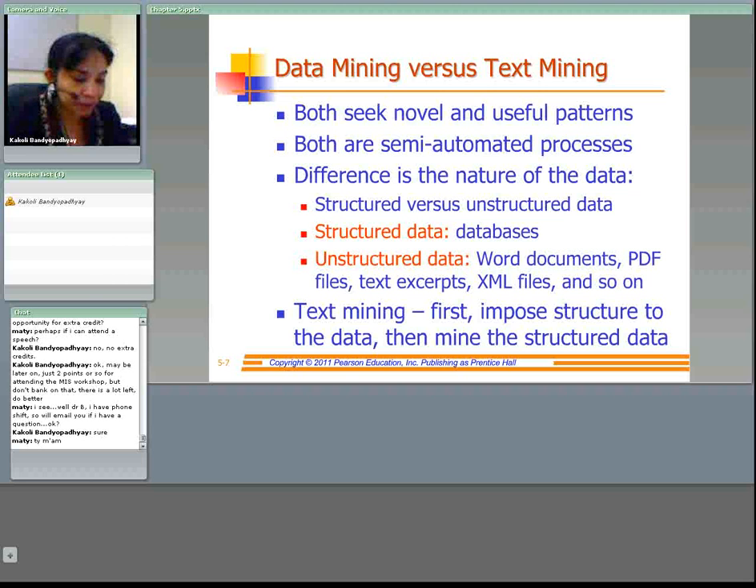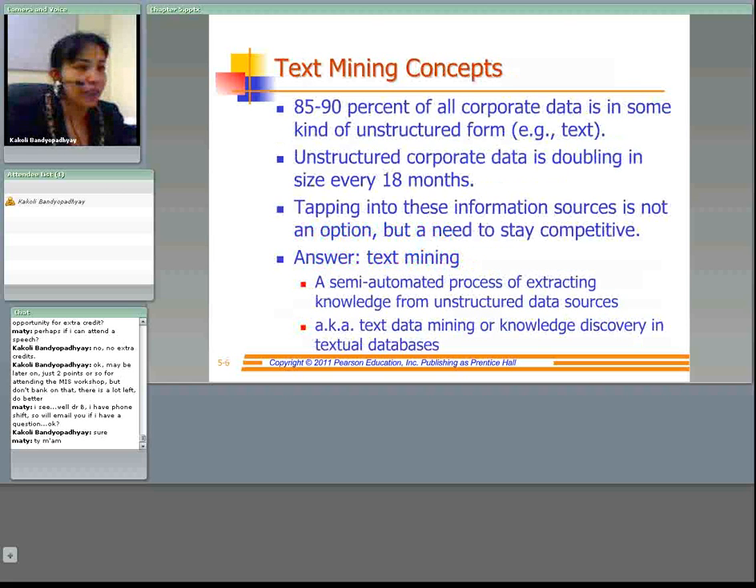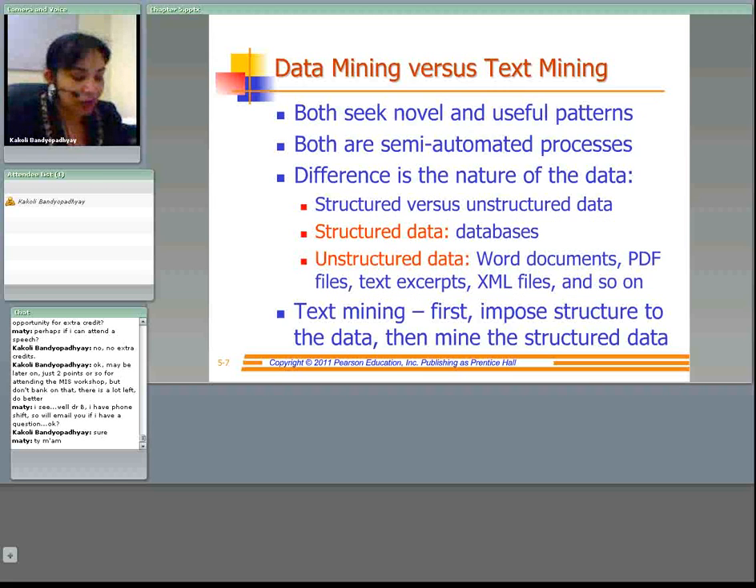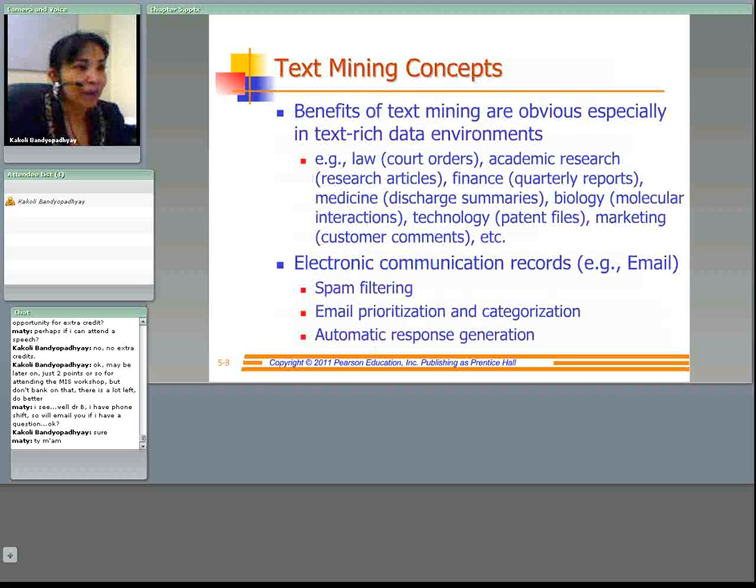So that's your text mining. Why is text mining important? Text mining is important because a lot of disciplines can benefit. For example, law, academic research, biology, medicine, etc., which produce lots of text. The benefits come from this rich text data environment, like court orders in law, research articles in academics, quarterly reports in finance. These are all text. Medicine has discharge summaries, biology has molecular interactions, technology has patent files, and there are customer comments.